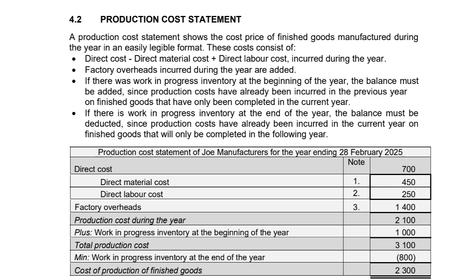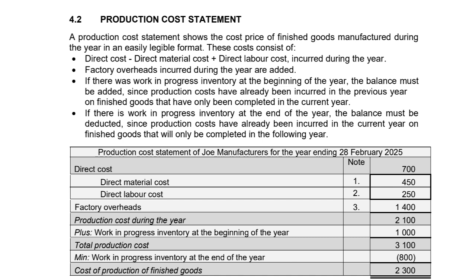If there was a work in progress inventory at the beginning of the year, the balance must be added since production costs have already been incurred in the previous year on finished goods that have only been completed in the current year. If there's work in progress inventory at the end of the year, the balance must be deducted since production costs have already been incurred in the current year on finished goods that will only be completed in the following year. So this is what your format will look like.